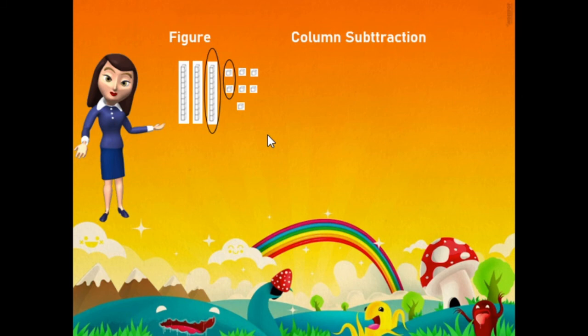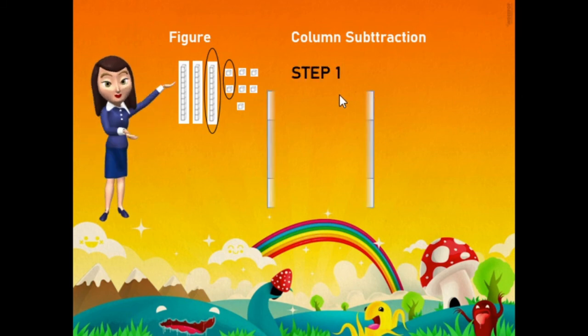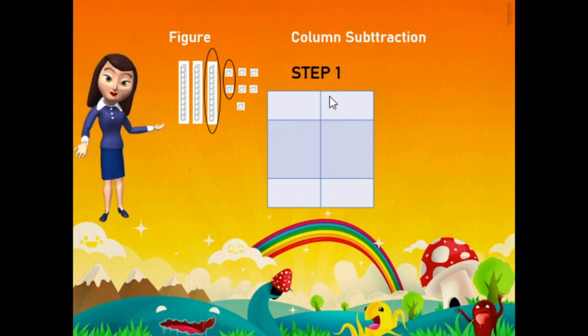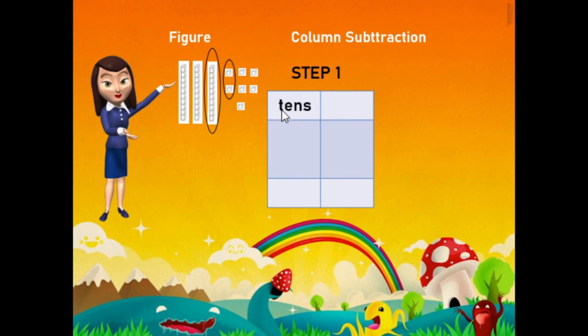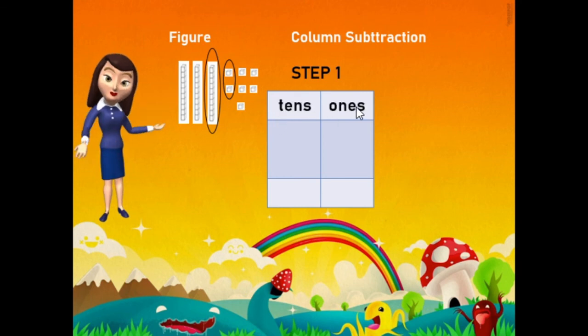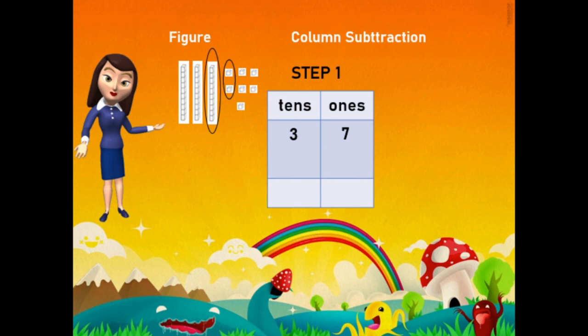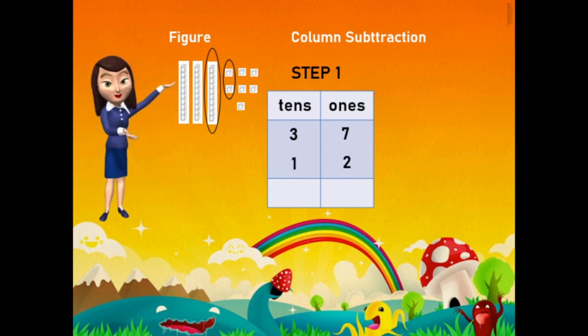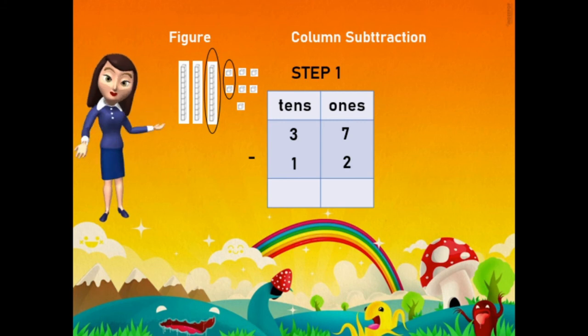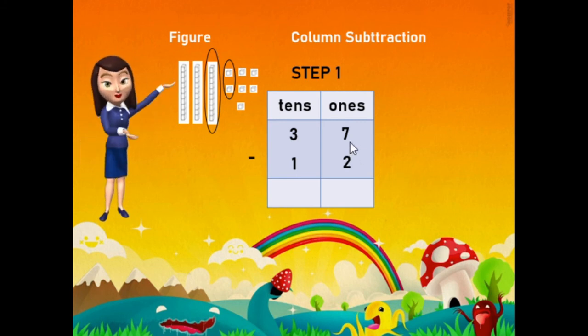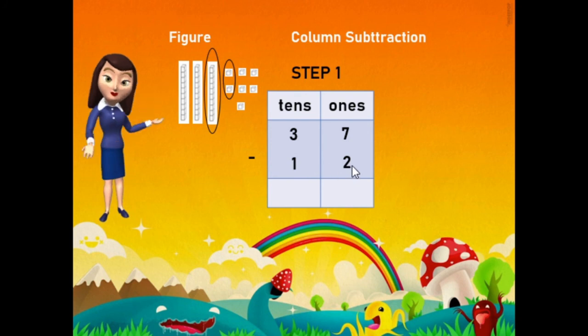Just like column addition, we also have column subtraction. Step 1, make a table with 2 columns. The first column would be for the tens place, and the next column would be for the ones place. Same, we write 3, we write 7, we write 1, and we write 2. And then subtract. 7 minus 2 equals 5.